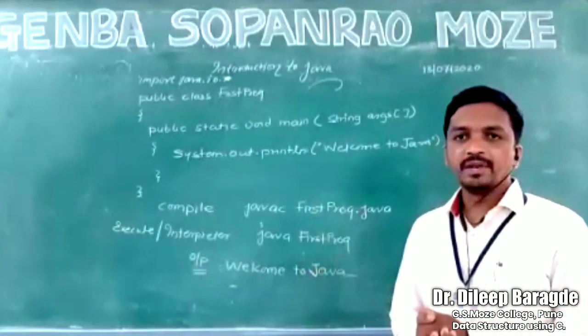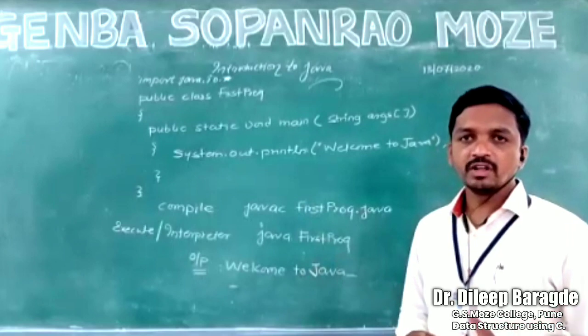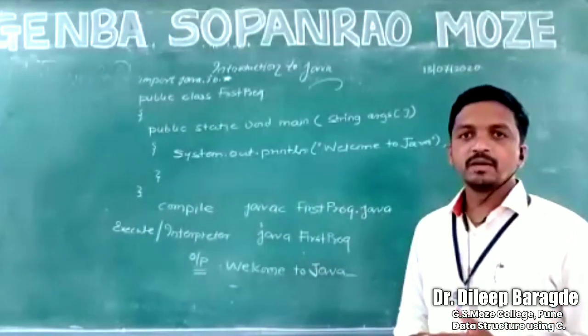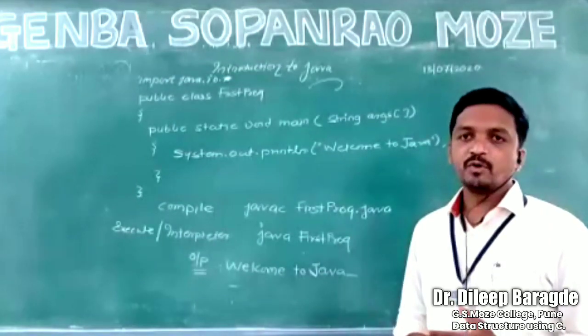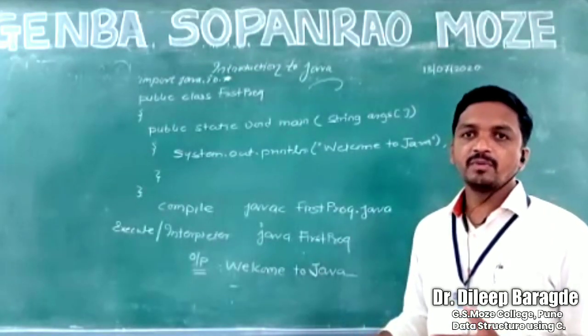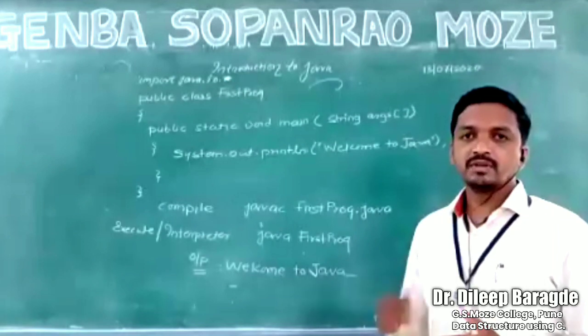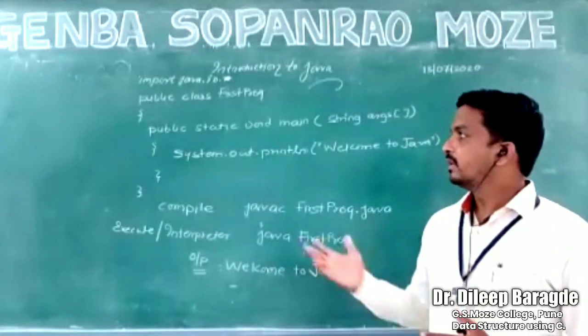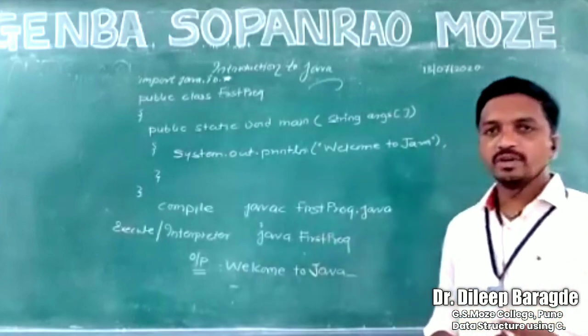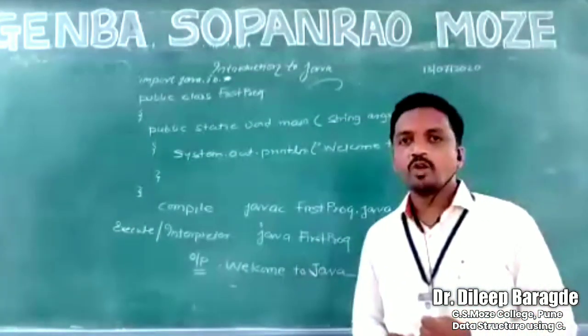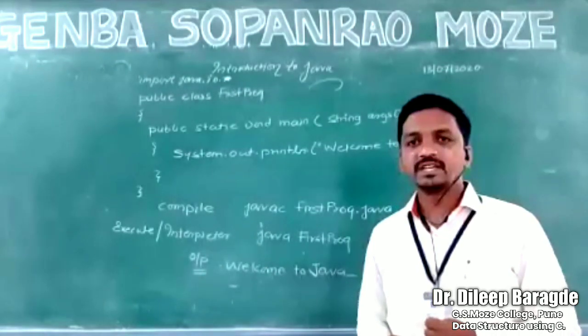Then public class. Public means accessible to all other classes, so the public keyword is used before the class name. So public class, class name. The class name and program name should be the same, whichever class contains the main function. Then opening braces, public static void main. These are the four keywords. Public means accessible to all, so that's why it is declared public.